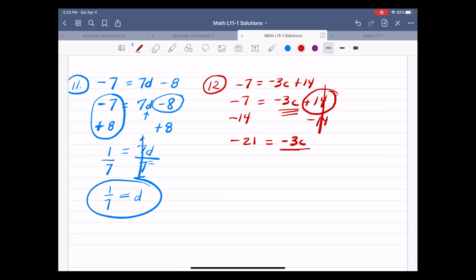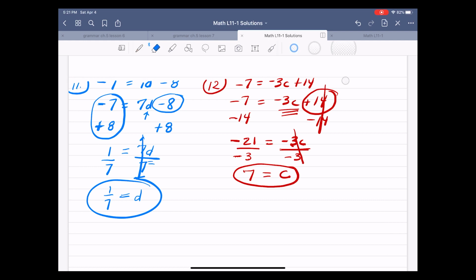Now we come back to our c. It's being multiplied by a -3, so we're going to use the inverse operation, which means we're going to divide by a -3. If we divide the right, we have to, you guessed it, divide the left. -3 divided by -3 is 1. 1 times c is c. -21 divided by -3. 21 divided by 3 is 7. A negative divided by a negative is positive, so our answer is 7 equals c. Let's go on now to number 13.